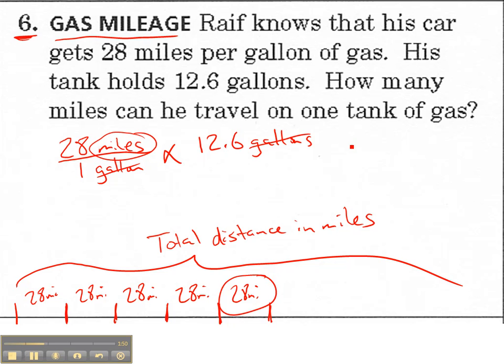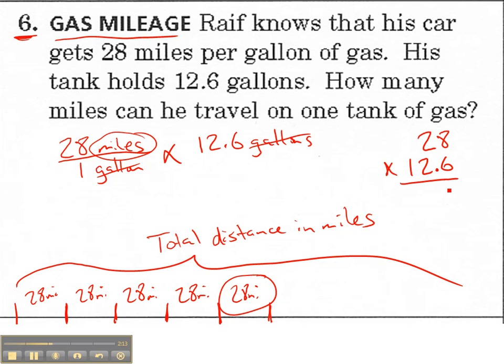28 times 12.6. Now that we've done the hard part and figured out that this word problem is a multiplication problem, we can set up the multiplication just like we did in class today. 28 times 12.6. And remember, the rule for multiplying decimals is we just multiply as if they were whole numbers, and then we'll deal with the decimal at the end.